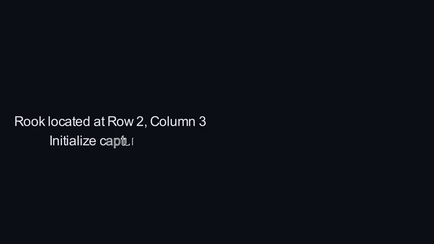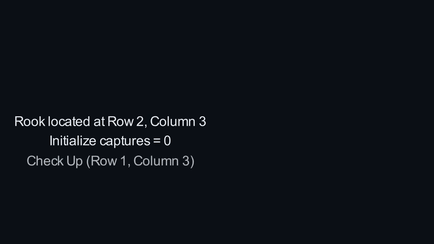Let's trace this with an example, a rook at the center with 3 pawns in its line of sight. First, we find the rook at, say, row 3, column 3. Now we check upwards, move to row 2, column 3. If it's a pawn, increment captures to 1 and stop. Next, downwards, move to row 4, column 3. If it's a pawn, increment captures to 2 and stop.